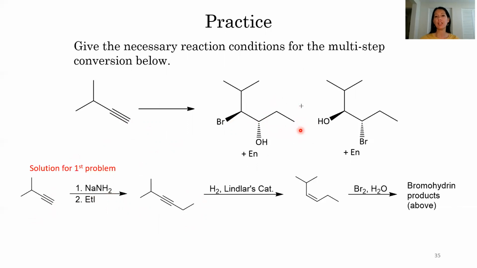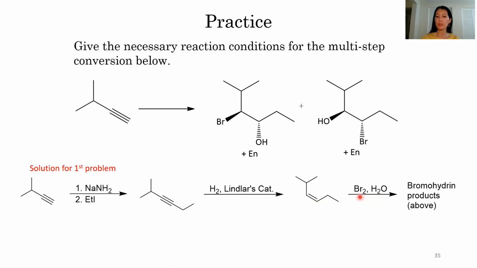Then I want an alkene, but which one? Do I want the trans alkene or the cis alkene? Let's think about the stereochemistry. I know bromohydrin formation gives the anti products because the bromonium ion is opened up from the backside with water, and you get the anti overall stereochemistry. So if these are anti, then my alkene needs to have this set as the backbone, which will be set as cis. So then if I want the cis alkene from an alkyne, I use hydrogen and Lindlar's catalyst to give this. And then I add bromine and water to give the bromohydrin.